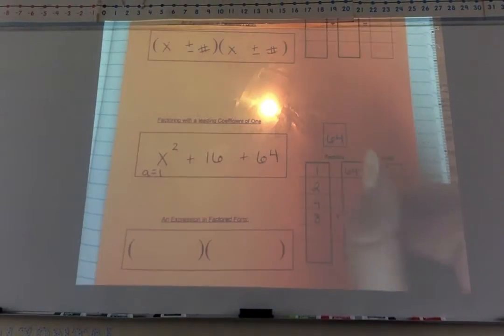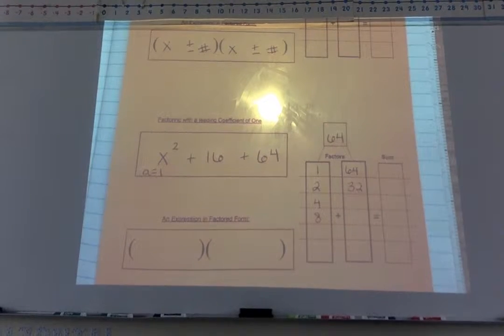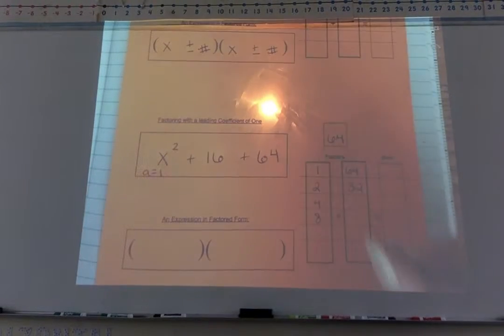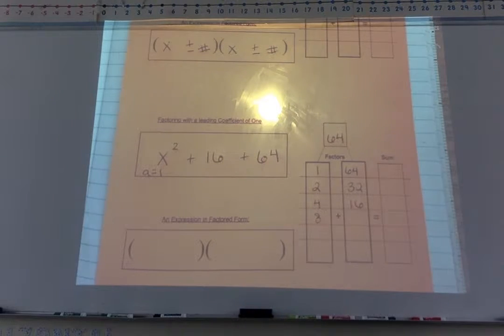So 32 times what equals 64? 2. So we have 32. 4 times what equals 64? 16. And 8 times what equals 64? 8.